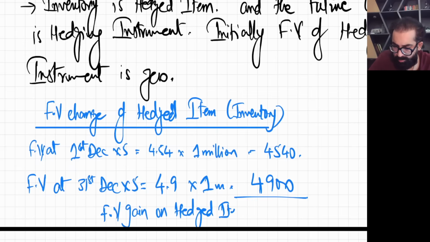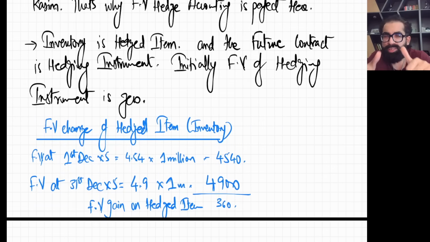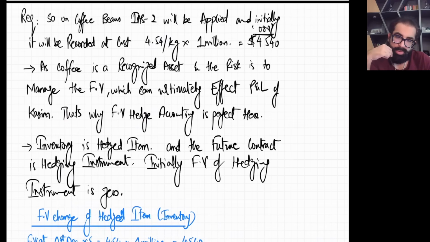So how much is the fair value gain on the hedged item? It's going to be 4900 minus 4540, which is 360,000. If somebody wants to make the double entry, it will be inventory debit and P&L credit. This is the magic of hedge accounting, that inventory can go more than cost here. Just giving you time to go through it.